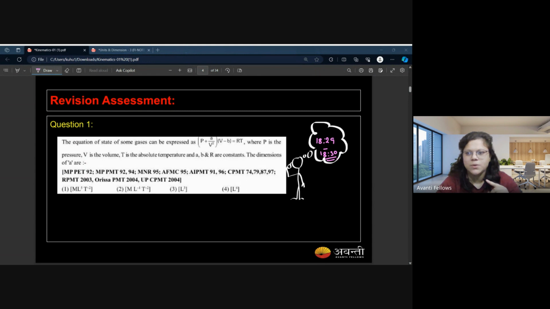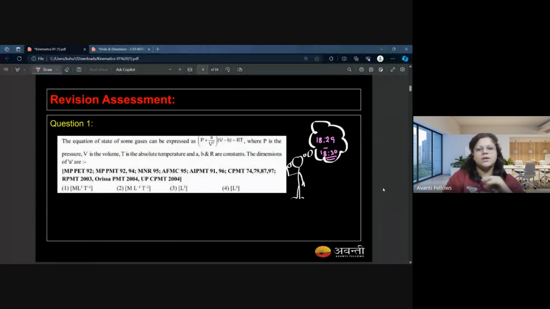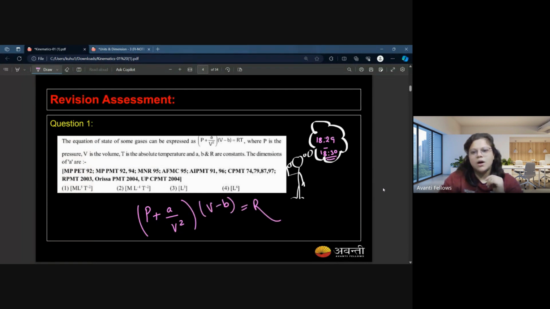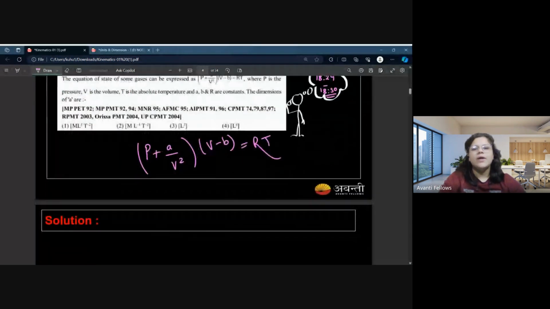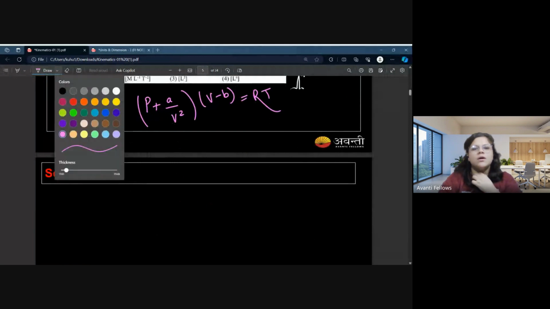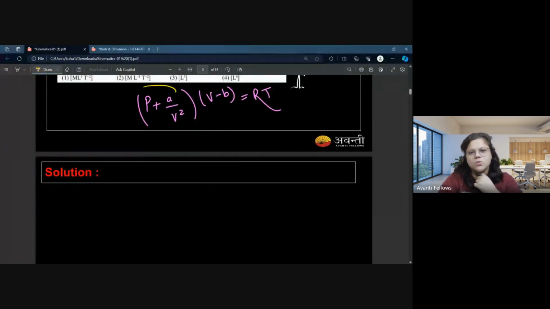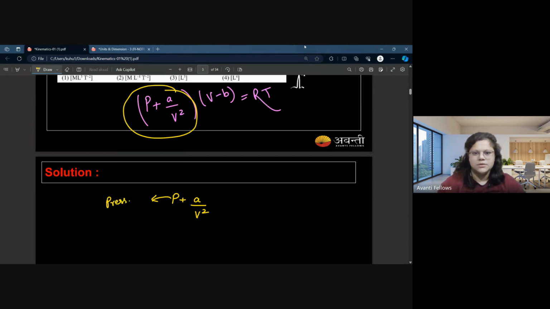Let's discuss this question. There is an equation of state of some gas, which is like this: (P + a/V²)(V − b) = RT. They're asking you to find the dimension of a. If they are asking me to find the dimension of a, why should I take the trouble for the entire expression? I will focus only over here. So let's discuss P + a/V². They said this P is the pressure. And this V is the volume, right?